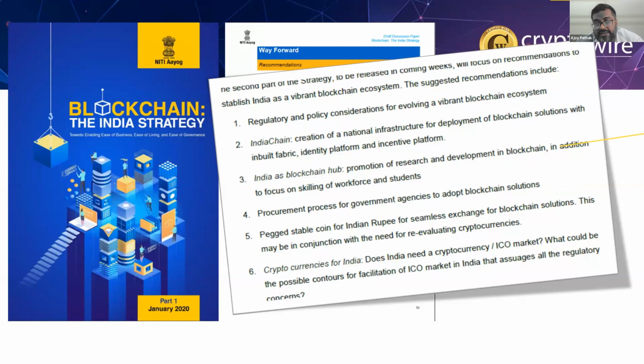Probably they're going to treat it as commodities or assets, and SEBI is going to regulate these markets, and these markets will be treated as investment markets rather than anything else, like payment systems. So that's about what Niti Aayog has to say, and what we see coming in the cryptocurrency area.